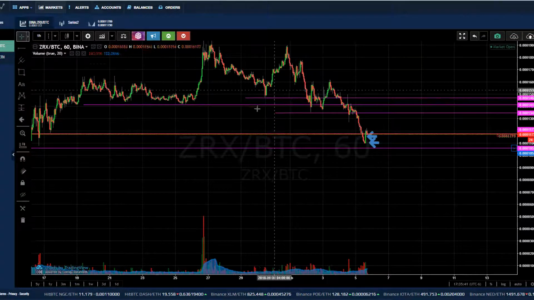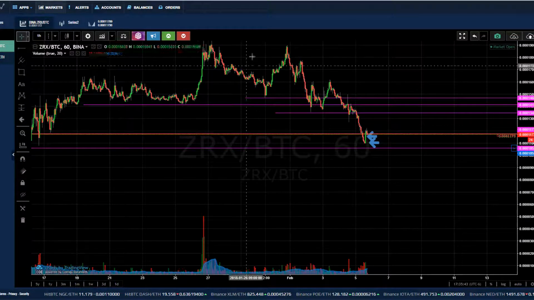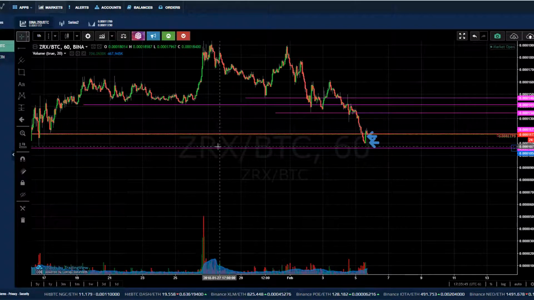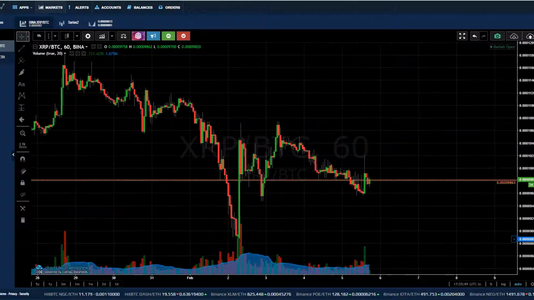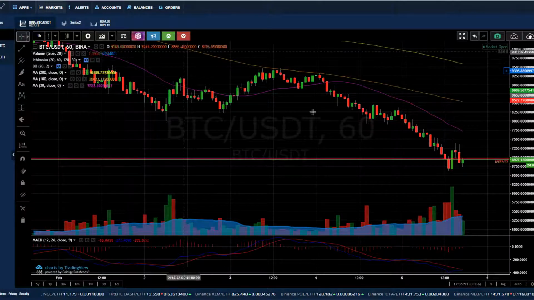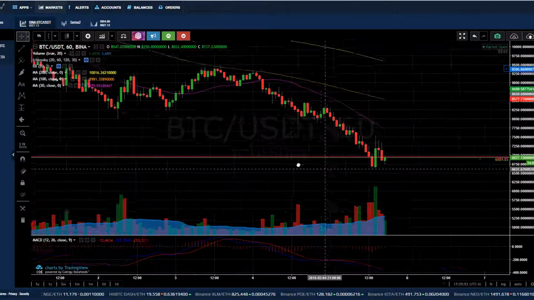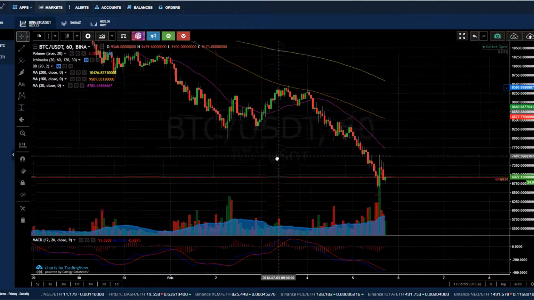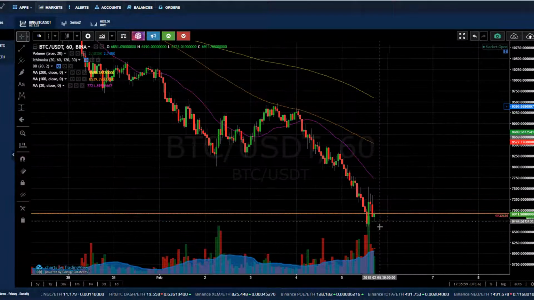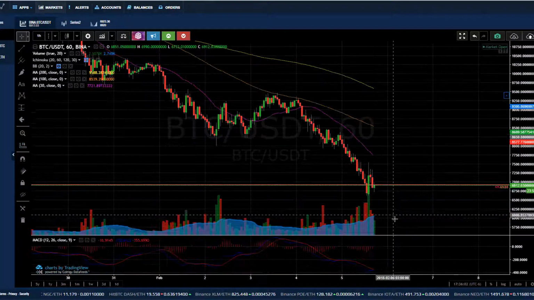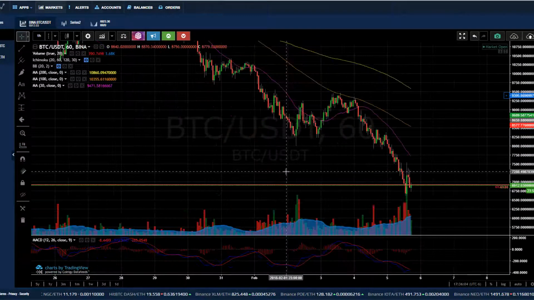So you're always looking for where did the buyers win? If there's one thing you can remember, where did the buyers win in this chart? Let's look at another chart. Well, let's look at BTC. Where did the buyers win? Here. Buyers kind of won here, but they're having an argument right now, right?